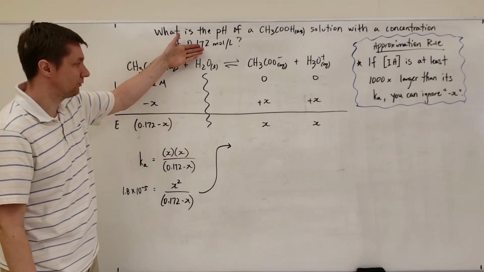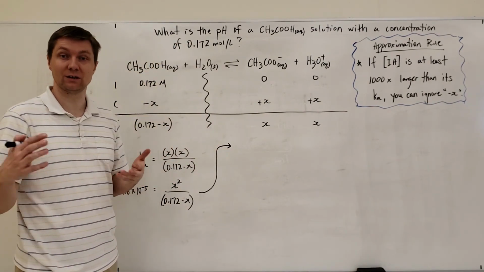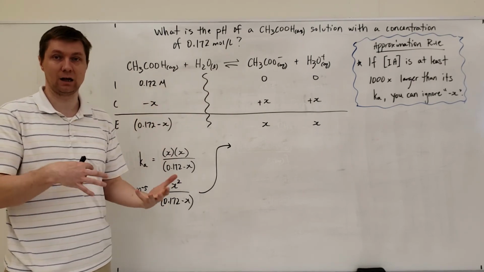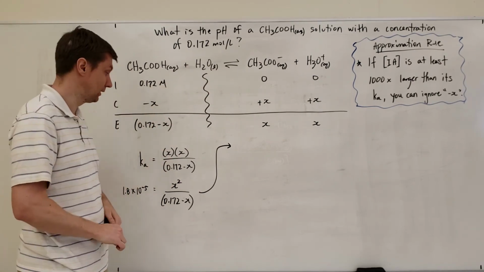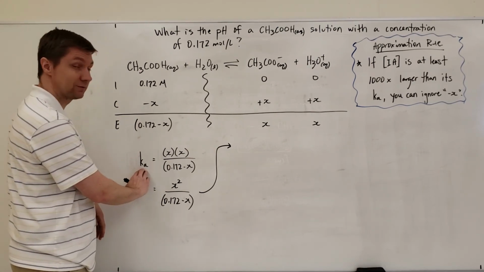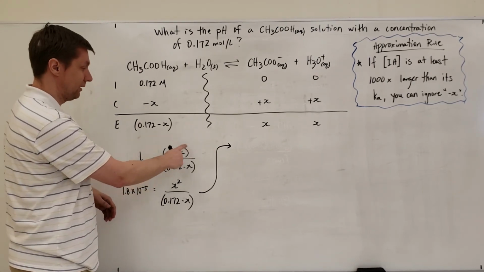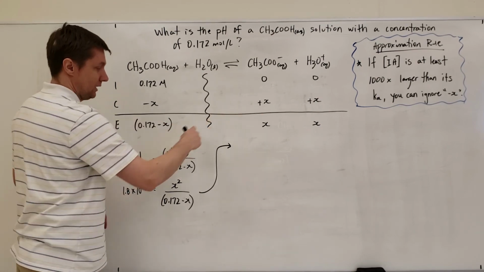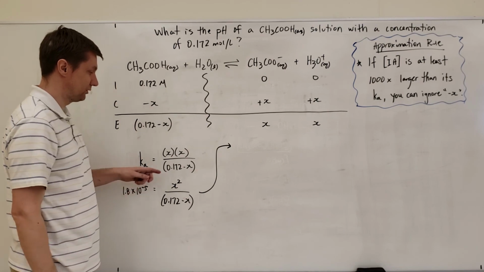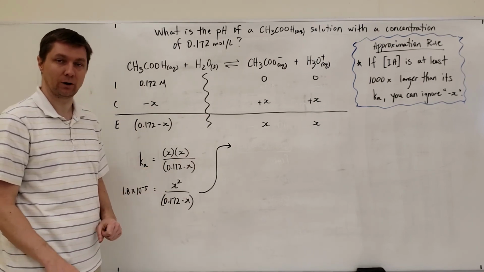For the ICE table, you'll notice I've scratched out water, and the reason I've scratched out water from the ICE table is because water is a liquid and it's not in the Ka expression for this. So I write the Kc expression, or Ka expression, as it is for acids, and I get my products on the top, so x times x divided by my 0.172 minus x on the bottom.